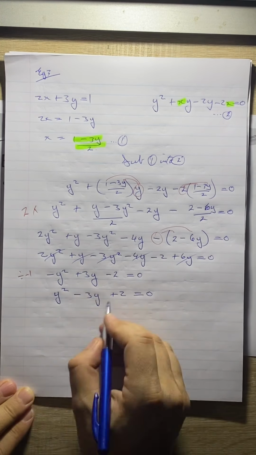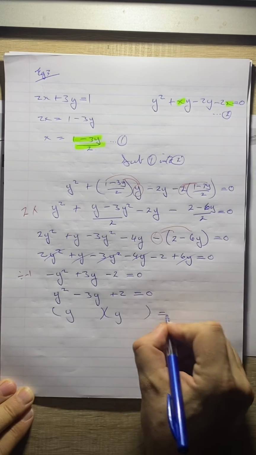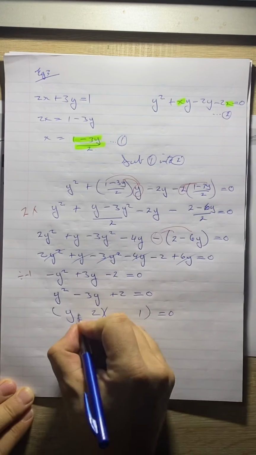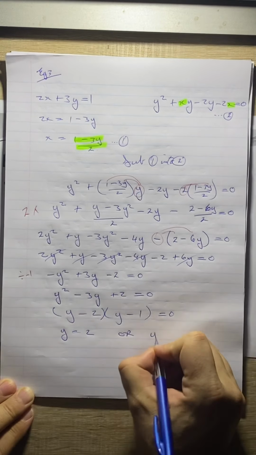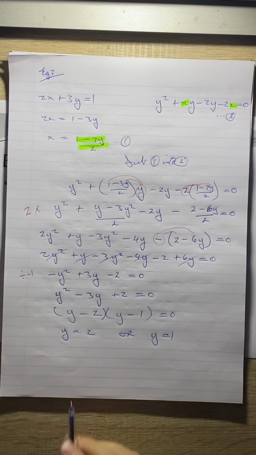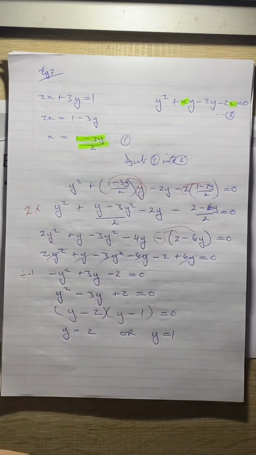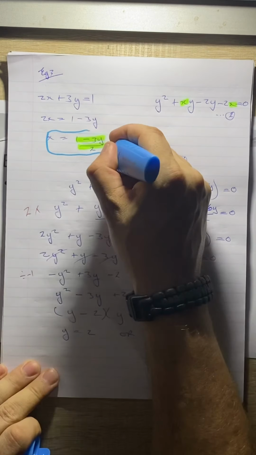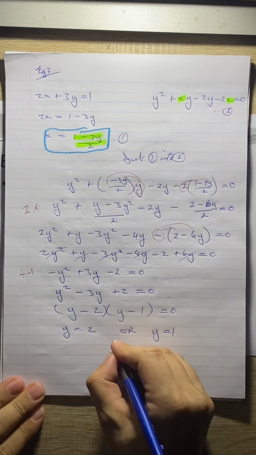I can now factorize. This is a trinomial. So we get (y minus 2)(y minus 1), so that means that y is equal to 2 or y is equal to 1. Okay, I'm now going to substitute these guys into this one over here to find out what x is. So sub into 1.